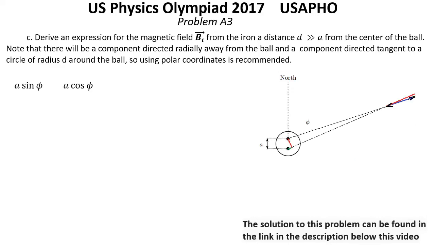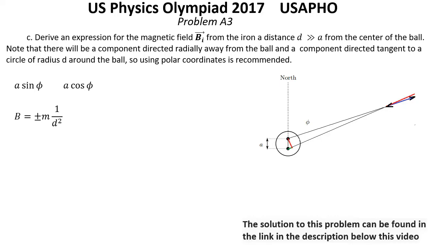Solution for question C. Consider this picture, and on this picture let's check the colored triangle with the black, red and green sides. The length of the black side is A, the angle between the green side and the black side is phi, the red side will have length A sine phi, and the green side has length A cosine phi.